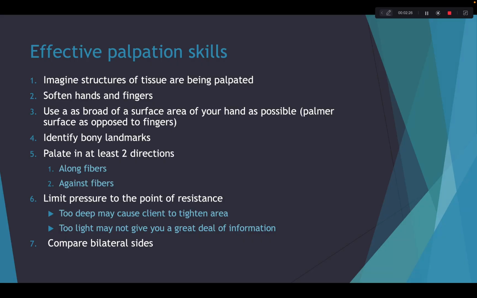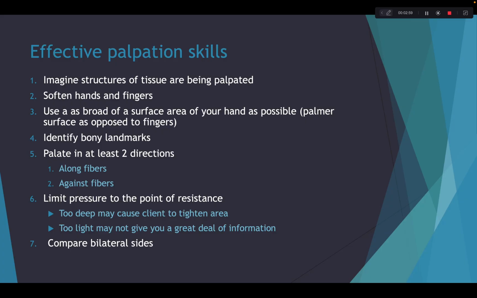So, effective palpation skills. Again, imagine the structures of the tissue that are being palpated. This will help with anatomy, trying to remember the muscles below. Use soft hands, soft finger pads. We're not going to be palpating with the tips of our fingers, making it poking and uncomfortable. Use as broad of a surface area of your hand as possible. We're going to use the palmar surface, not the fingers.